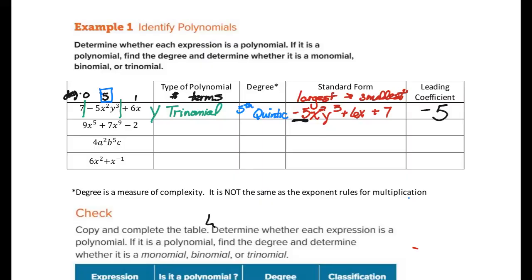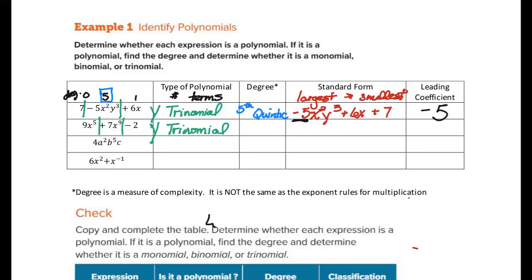All right, the second one, 9x to the 5th plus 7x to the 9th minus 2. I'm going to separate these. Is that a trinomial? Or I'm sorry, polynomial first. Is it a polynomial? It is. And it's got 3 terms, so it is a trinomial.